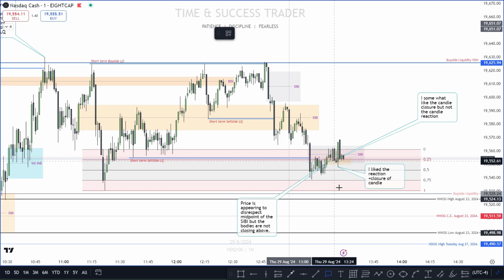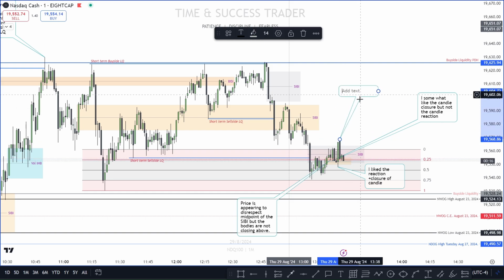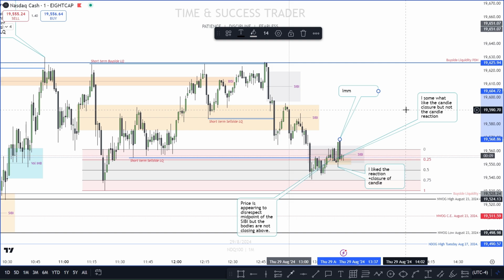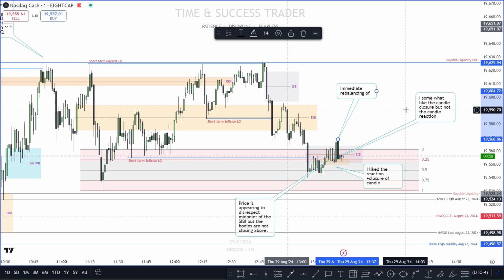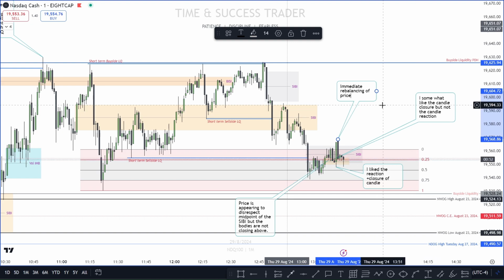I think this was immediate rebalancing, and if we were bearish, this would be a good idea to go bearish. So I'd say this is immediate rebalancing, immediate rebalancing of price. Now if we're bearish, that would be a good sign.